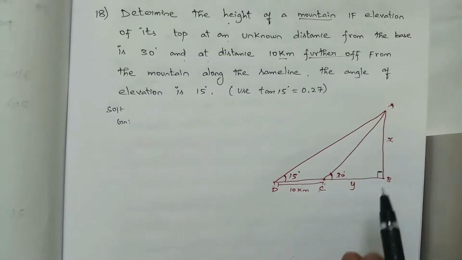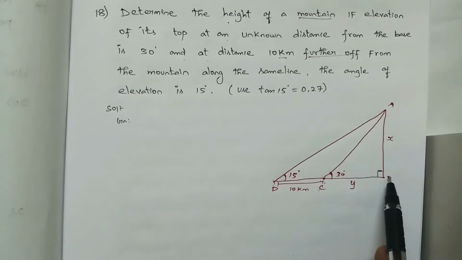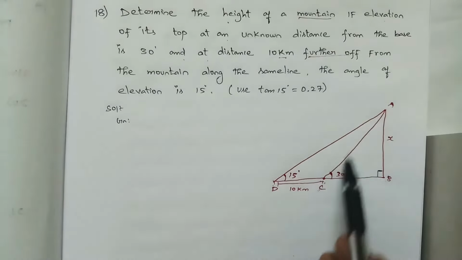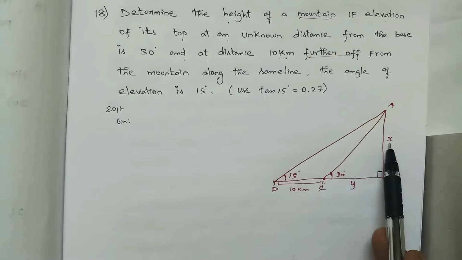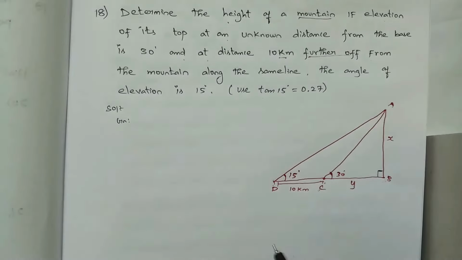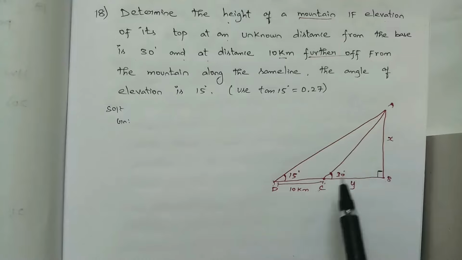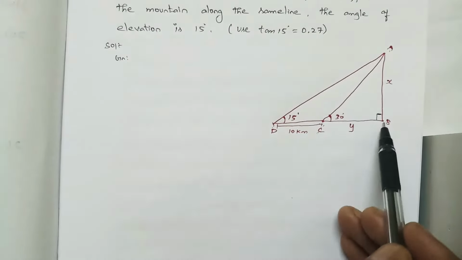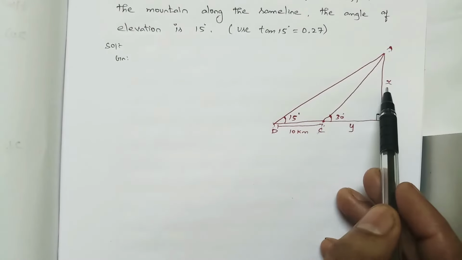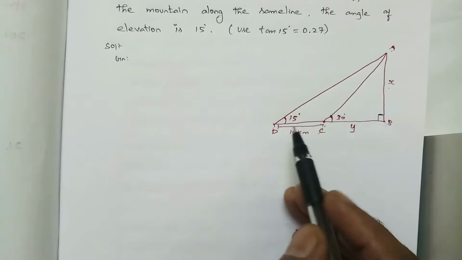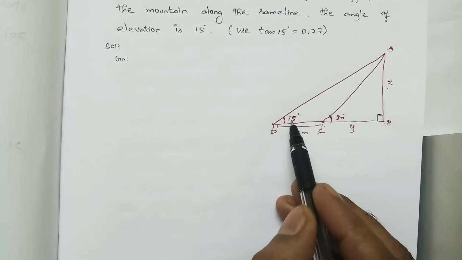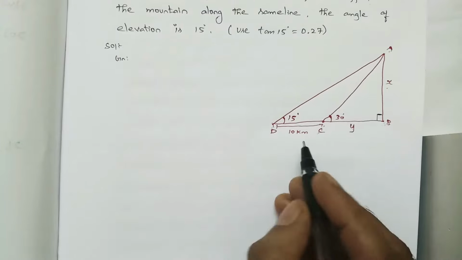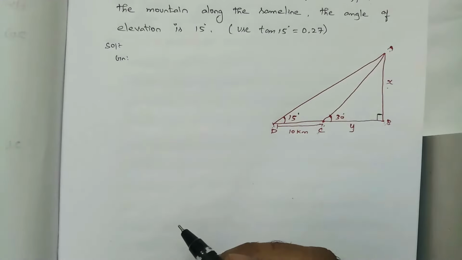For the first right angle triangle, the opposite side is X, and the adjacent side is Y, and the hypotenuse AC is not needed. So opposite side X and adjacent side Y. For the second right angle triangle ABD, the opposite side is X. Which side is the adjacent side? BD is the adjacent side for the angle 15 degrees. But we don't know the value of BD.